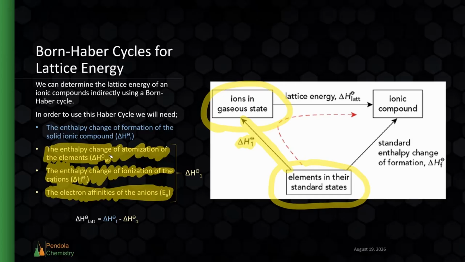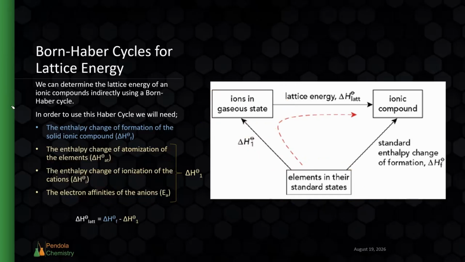Now, we're going to break down what this delta H1 is in a minute, but if we call this delta H1, I want you to focus on this equation right here. If we call this delta H1, because we have delta H lattice at the top, enthalpy change of formation on the right side, and notice it goes from the elements to the compound, because that's what formation is. And then delta H1 is going from the elements to the gaseous ions.